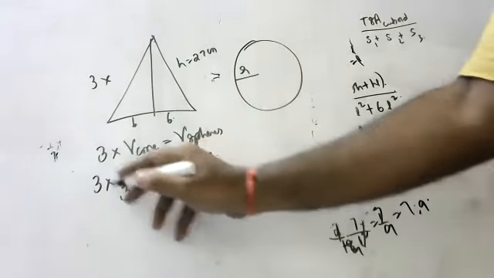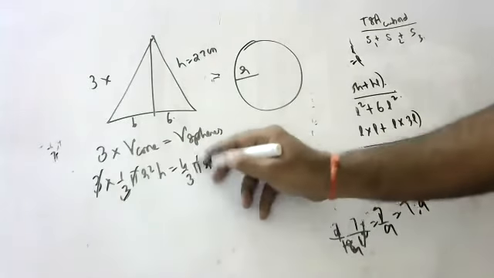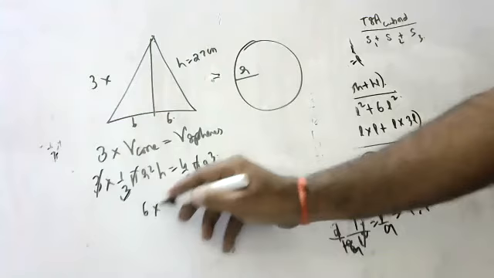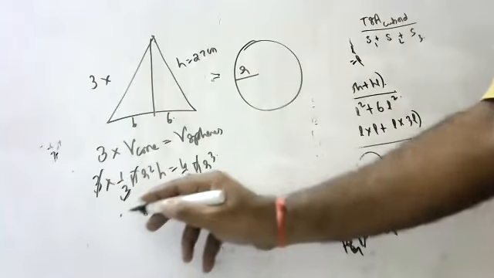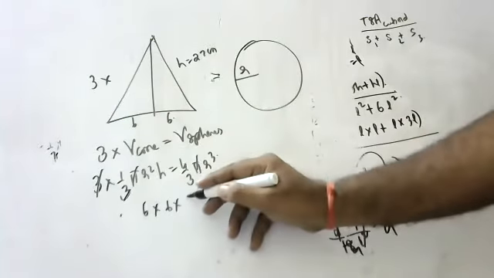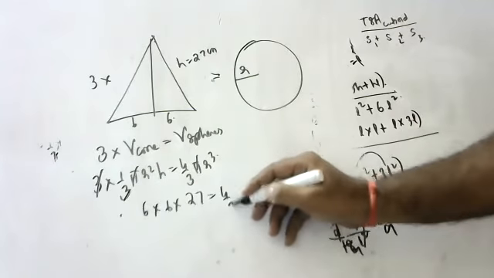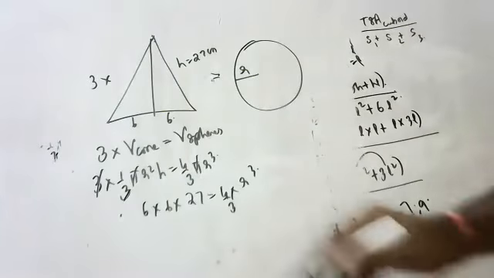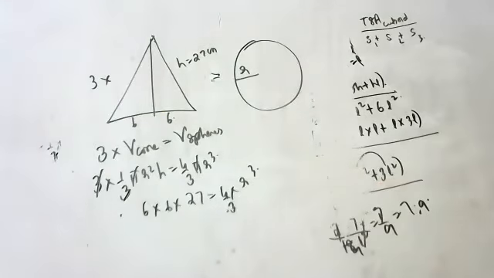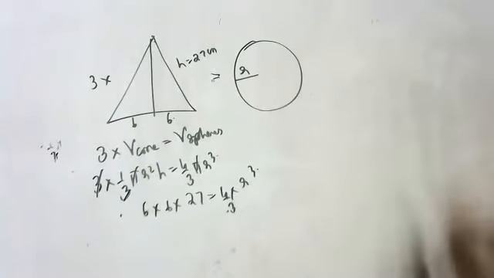So pi cancels, children. So 3 into 1 by 3 pi into 6 into 6 into 27 is equal to 4 by 3 pi r cube. So how is it coming, children?